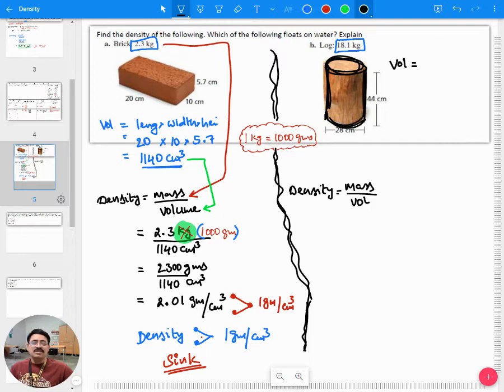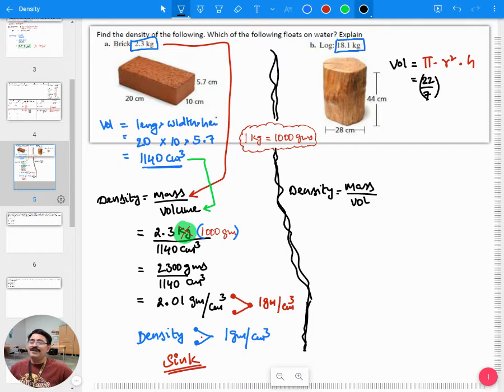Therefore, what is the volume of a cylinder? I hope you remember that the volume of a cylinder is pi times radius squared times the height of the cylinder. You know that the value of pi equals 22 over 7 or 3.14. You can take either of these. And the radius is not 28.